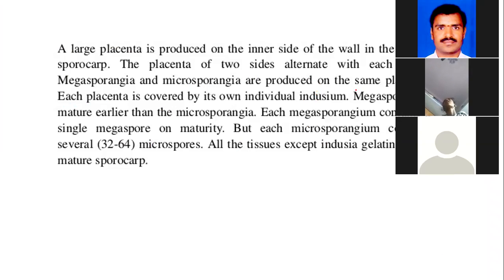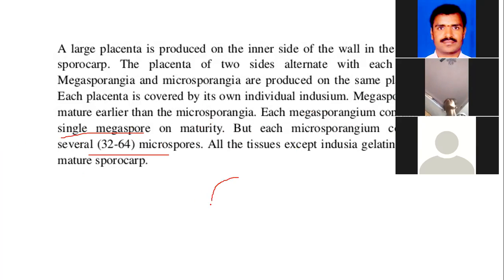Okay, megasporangia will develop and mature earlier. So when you talk about this, the megasporangium will mature earlier when compared to the microsporangia. That means it is going to develop the megaspores earlier. Now each megasporangium contains only a single megaspore on maturity, but each microsporangium contains about 30 to 64 microspores. So you can see the difference.